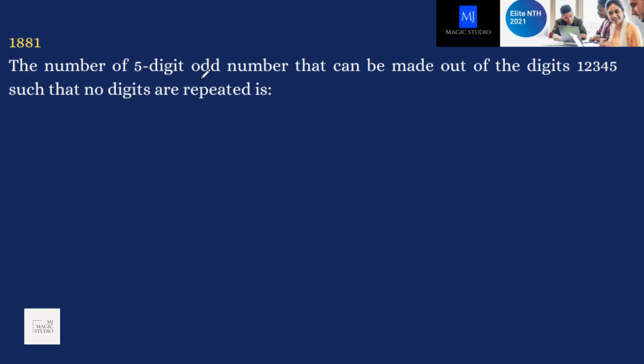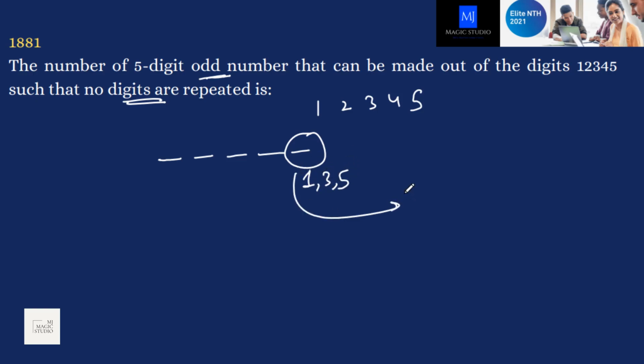The number of 5-digit odd numbers that can be made out of the digits 1, 2, 3, 4, 5 such that no digits are repeated. Okay, 1, 2, 3, 4, 5. The last digit should be either 1, 3 or 5. So we have 3 options for this place.